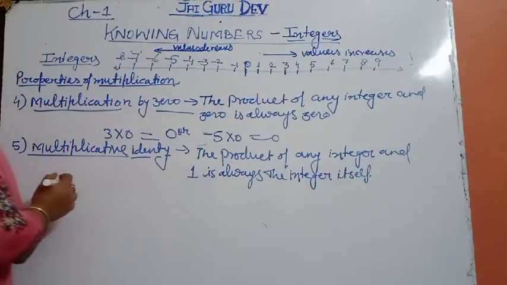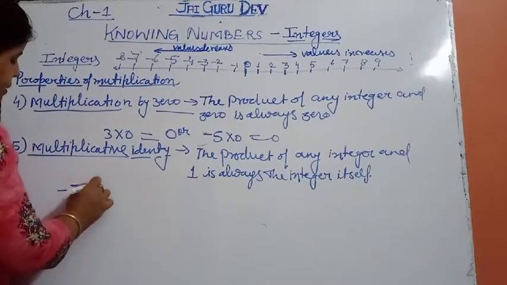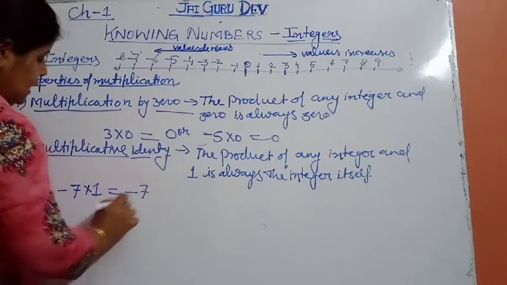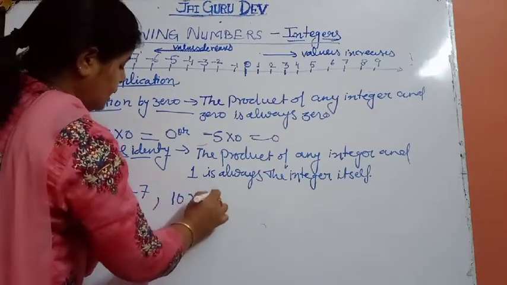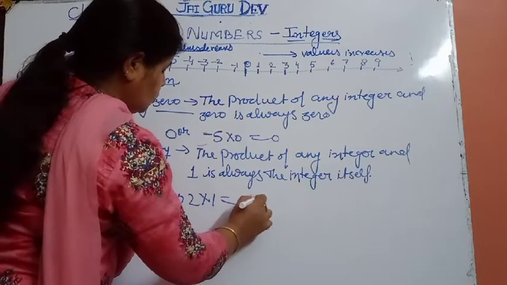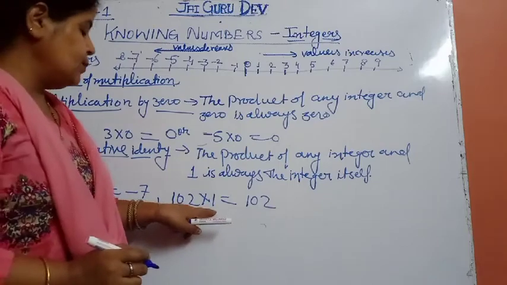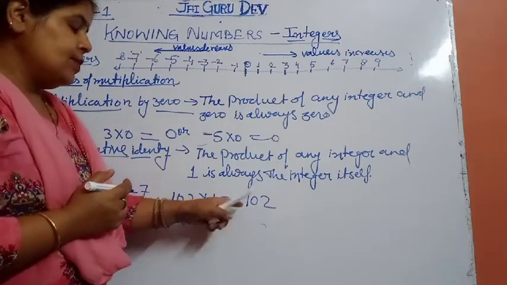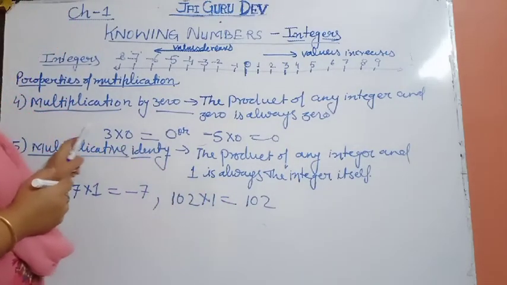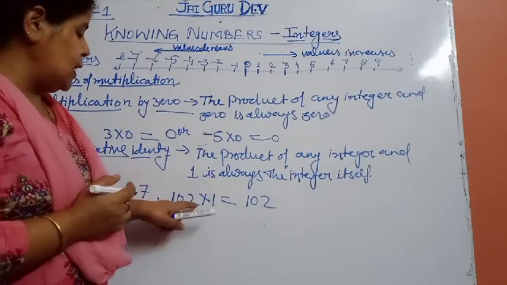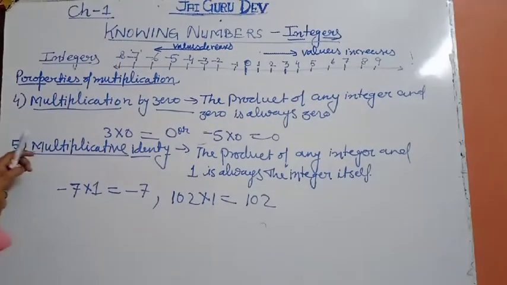It means if we multiply any integer, suppose I have taken minus 7 multiplied by 1, what will come? Minus 7. If I take 102 multiplied by 1, what will come? 102. It means if we multiply any integer by 1, what result will come? The number itself. Here we are proving the properties for the integer, so the integer itself will come. This is known as the multiplicative identity.